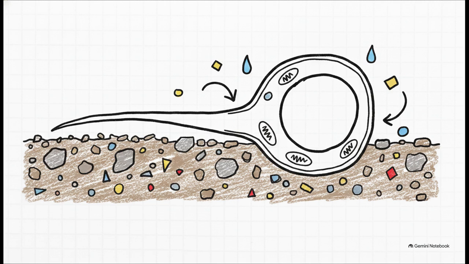One thing you will not find in a root hair cell, though, is chloroplasts, because, well, there's no sunlight underground, so they just don't need them.